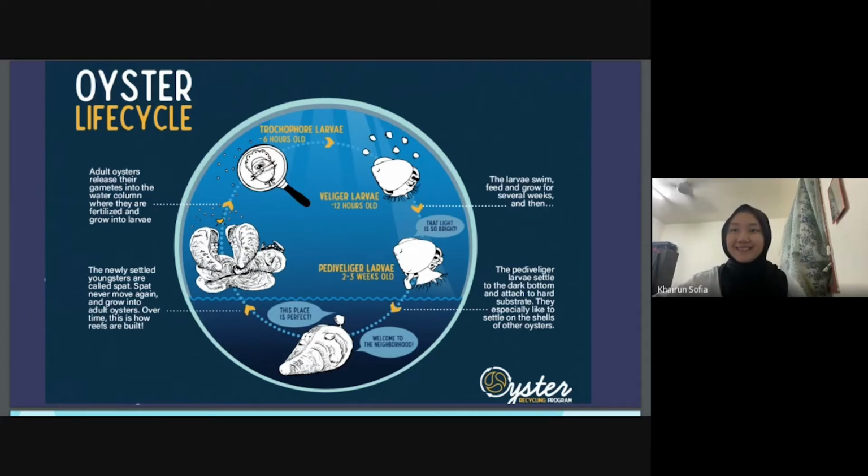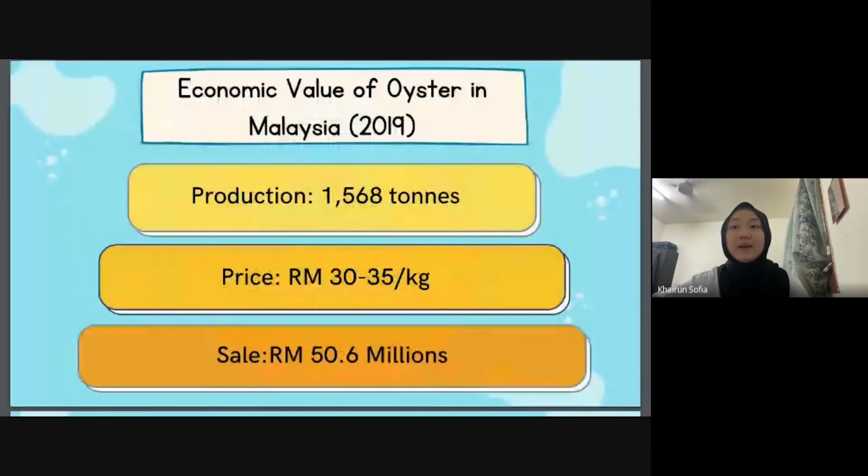Next, this is the economic value of oysters in Malaysia in the year 2019. The production of oysters in Malaysia was 1,568 tons, while the price was 30 to 35 ringgit Malaysia per kilogram, and the sales were 50.6 million ringgit Malaysia, and that is a lot. So we can say that oyster culture in Malaysia is really productive to cultivate.